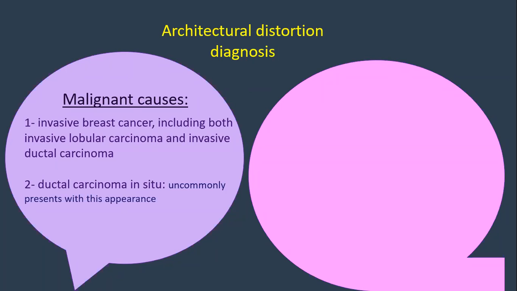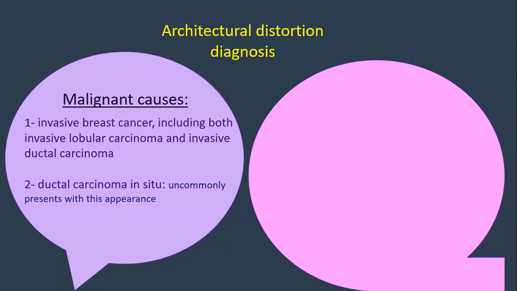Any volunteers? What about the other benign causes? Complex sclerosing lesions. Okay, complex sclerosing lesion is same as sclerosing adenosis? No, radial scar. Yes. What is the difference between radial scar and complex sclerosing lesion?